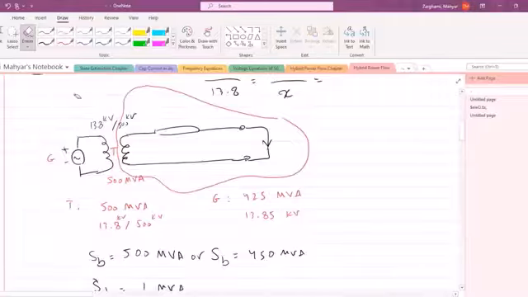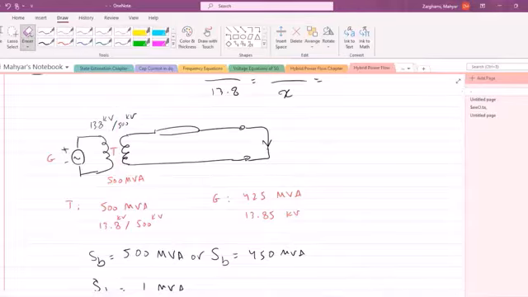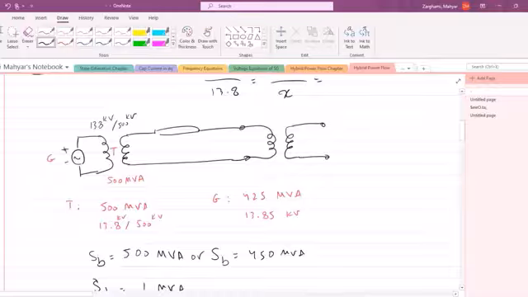Now, you could go into more detail, saying that this load is just a bulk load. So if you want to go further down and show this system more accurately, you might have another, for example, transformer step down, and then you have a load.